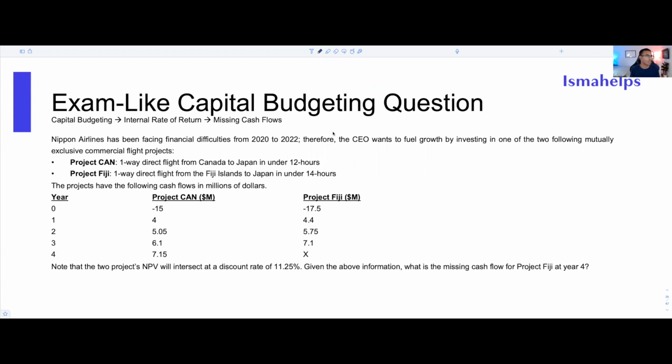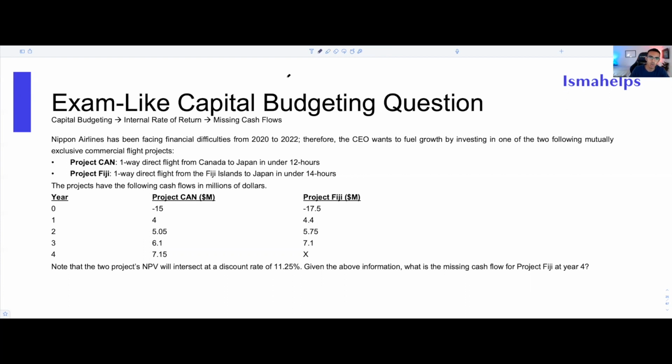I'm going to go straight into it with you, okay? So Nippon Airlines has been facing financial difficulties from 2020 to 2022. Therefore, the CEO wants to fuel growth by investing in one of the following mutually exclusive commercial flight projects. We have Project Canada and Project Fiji.